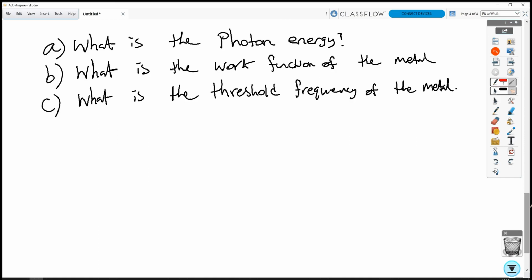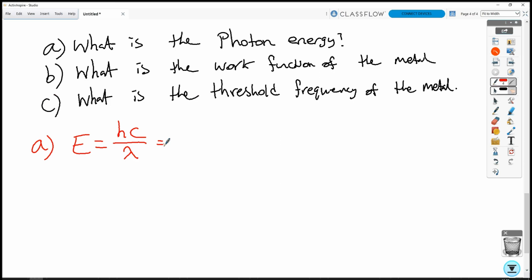So we start with A. What is the photon energy? Well, we know that the photon energy is given by E equals hc over lambda. So first, we always write down the equation. Before anything else, you must always write down the equation. So E equals hc over lambda. Next, we substitute our values and convert any values if we need to. So in this situation, you've got the wavelength of the light in nanometers. We have to convert that to meters.